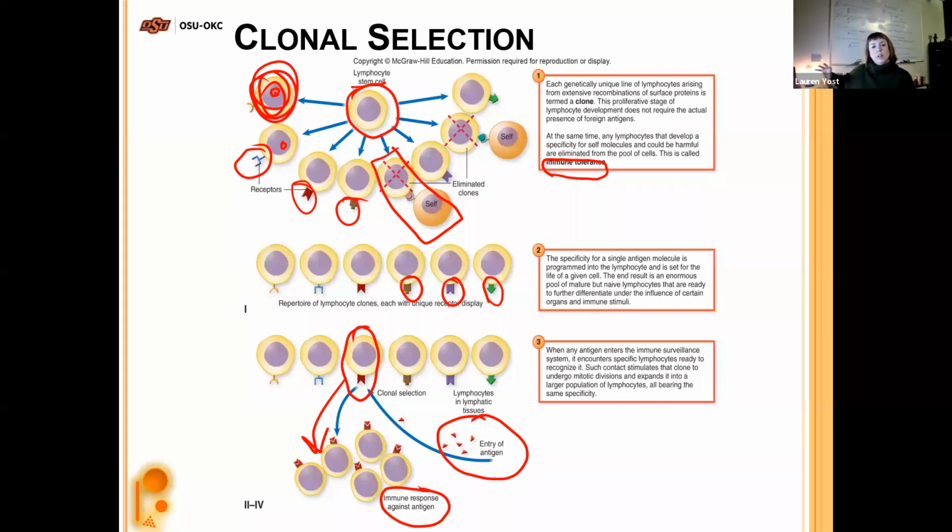We have a whole big slew of different things we can react to. We pare it down to the ones that seem like they're going to be useful. The ones that aren't anti-self, right? We don't want to keep those. The ones that seem like they are behaving weakly, we can also get rid of those. So we have a whole repertoire, a whole pool. It uses the word repertoire, I guess that's fine. A whole repertoire of lymphocyte clones just waiting to be activated.